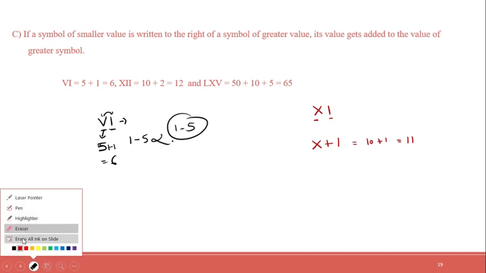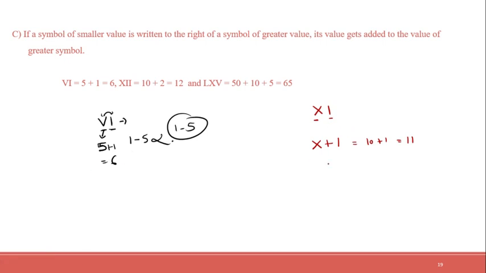But we cannot say that it is written 1 here and then a 10 on its left, that means 1 minus 10, minus 9. No, it is wrong, because first we will write the larger number and then we will check if the smaller number is on its left or right. Okay, I think you got this concept also.